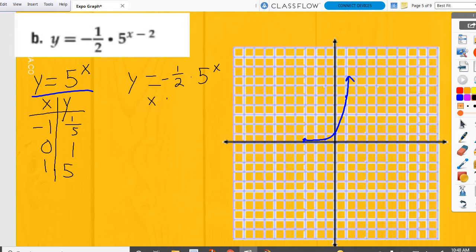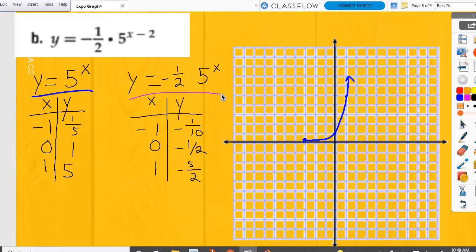So if I were to make a chart now for these numbers, does the -1/2 affect what I'm plugging in? No, I'm still going to plug in -1, 0, and 1. Okay, but does it affect my outputs? Yeah, it's going to make them negative and then take half of them because I'm going to be multiplying by a half. So we would get -1/10, -1/2, and -5/2.